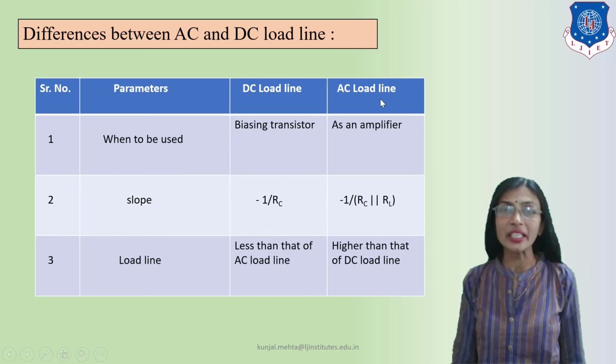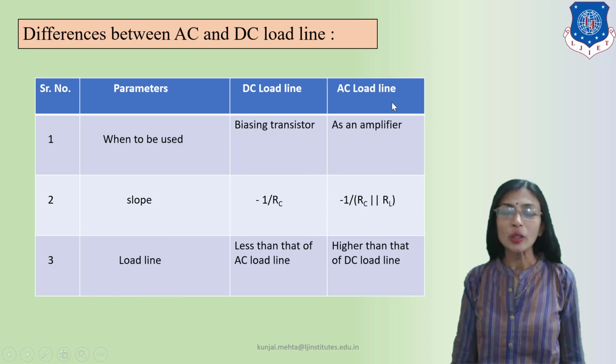This is dependent on particular applications of BJT circuits: a biasing transistor and an amplifier. The DC load line is used with biasing transistors, and we consider the AC load line analysis with the application of an amplifier. Thus, in biasing transistors, we use the DC load line concept, and as an amplifier, we use the AC load line concept.